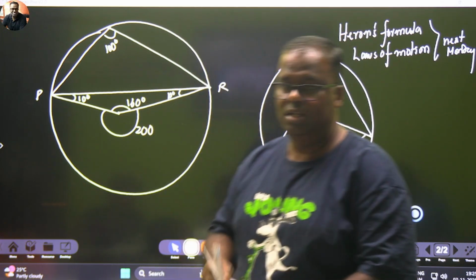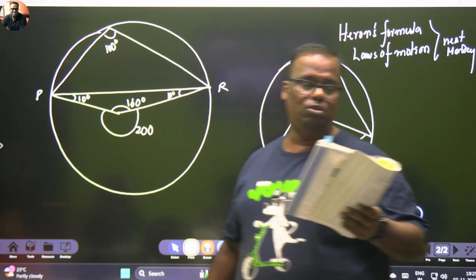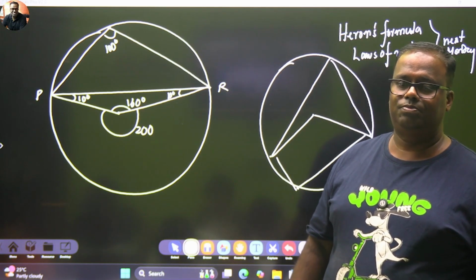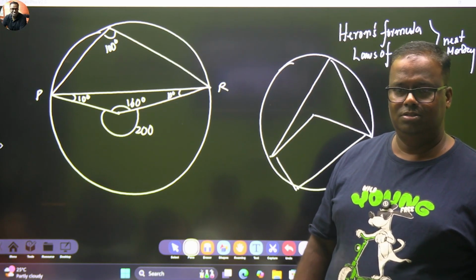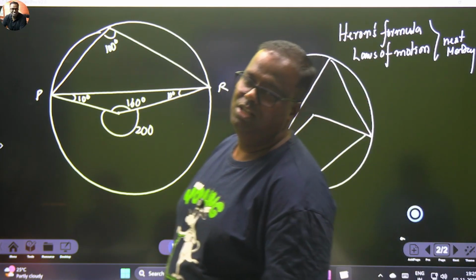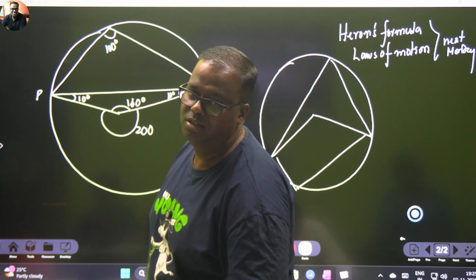Question number 6. See, you will be foolish if you are not reading the first 3 words of the question. But that's all. Where did you use the cyclic quadrilateral property? Otherwise, why have they mentioned so and so is a cyclic quadrilateral?